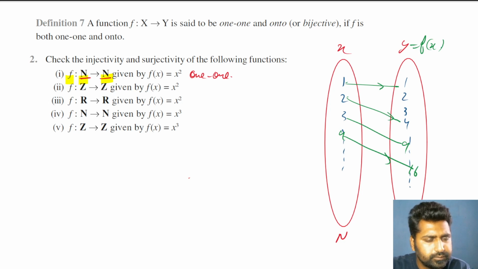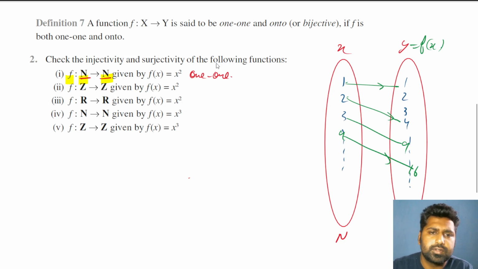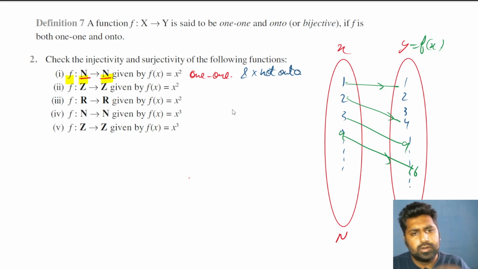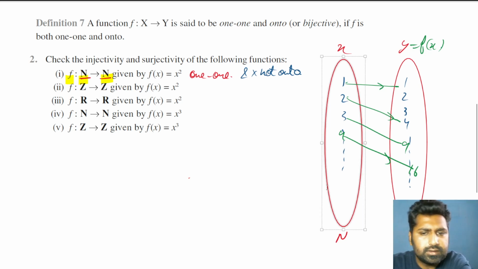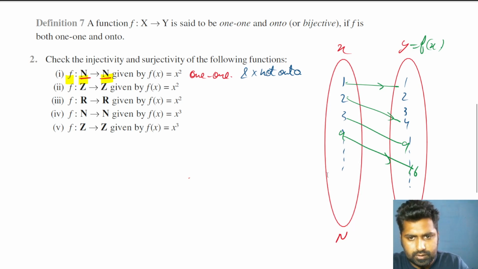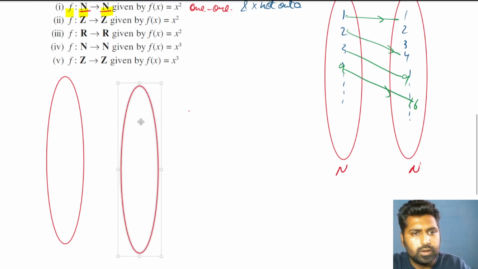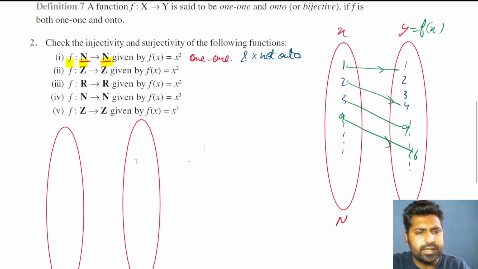Okay, so 1 1 is called injective and they are not onto. Same question now. What they have done is they have taken the two sets to be, instead of natural numbers, now they are taking Z.